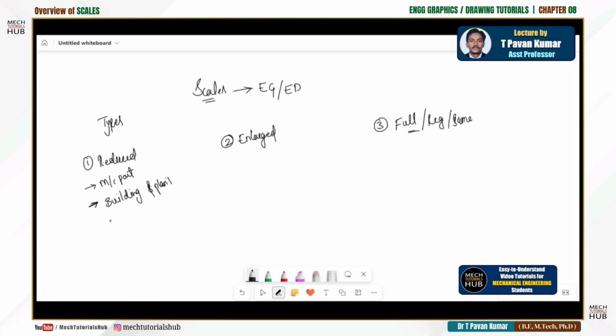Scaled down in the sense that I'll say 1:2. I reduce the dimension by 2 times, or else 1:5. Similarly, 1:100. I can scale down up to this much also. Some drawings are made at 1:1000 also, because you have to present everything on a sheet of paper, maybe A4 or A3 or A0 size sheet. Everything has to be presented, documented, and approved.